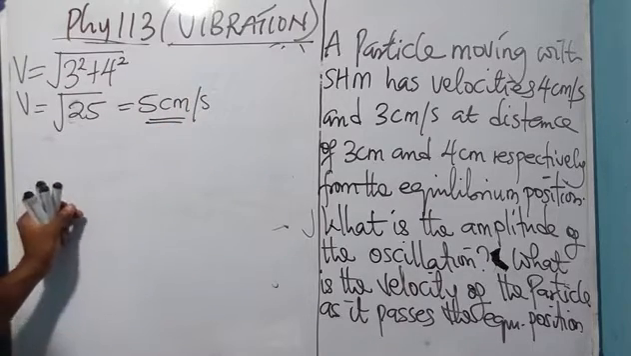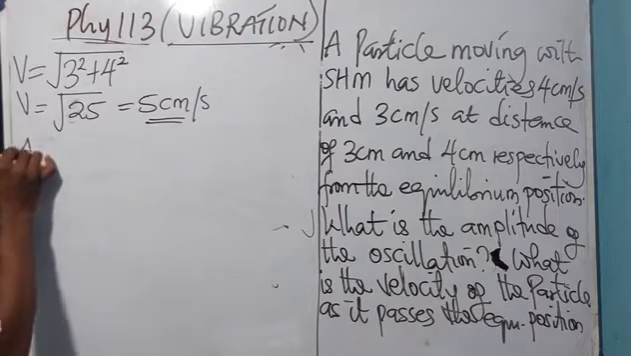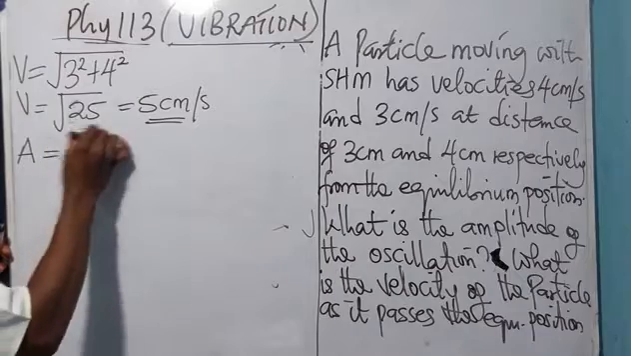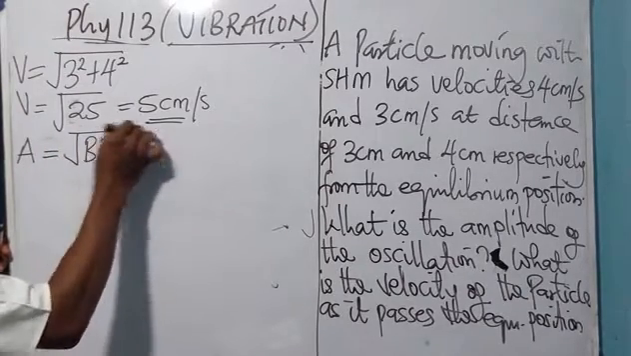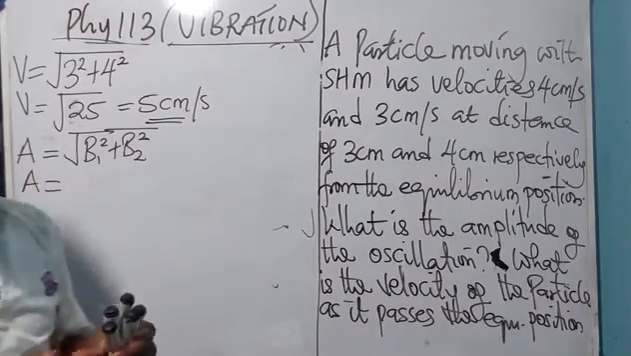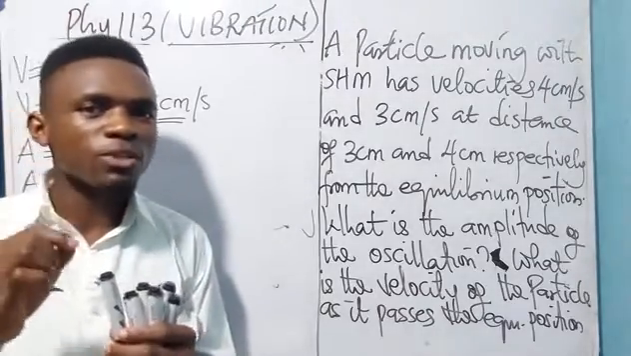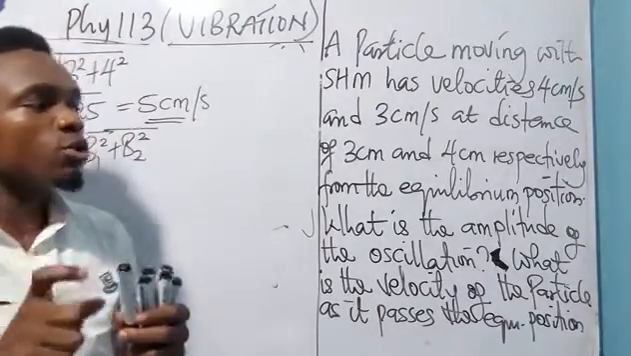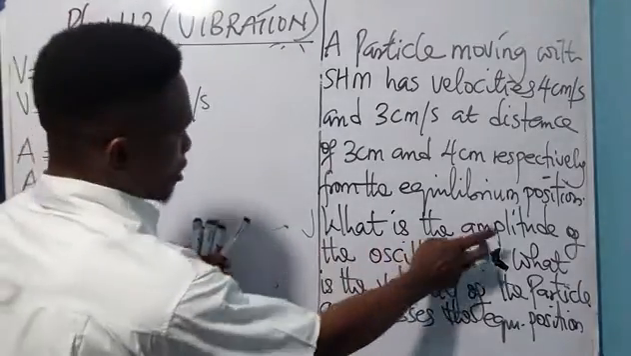Now we also have to look for the amplitude. Do not forget what I told us. I said amplitude is equal to the square root of b1 squared plus b2 squared. Amplitude is equal to the distance. Now I told you that amplitude means the maximum displacement of a wave particle from its equilibrium point. It is measured in meters. Don't forget that.